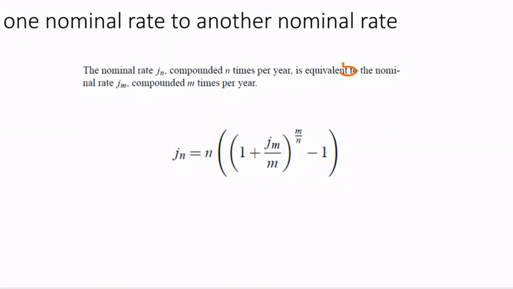You can convert from one compounding period to another compounding period. That means you can convert from monthly to quarterly by using this formula. This is not an effective interest rate. It is converting between two nominal interest rates. You can convert from quarterly to daily using this formula.